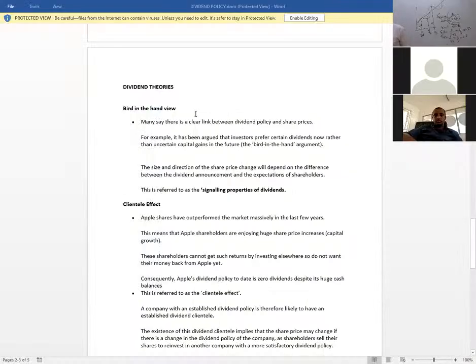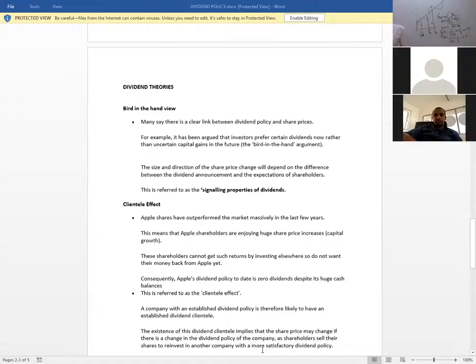Now, ladies and gentlemen, we have what we call the bird in hand theory. For bird in hand type of shareholders, automatically these people would want their dividends today. Many say there is a clear link between dividend policy and the share prices. For example, it has been argued that investors prefer certain dividends now rather than uncertain capital gains in the future, a bird in hand. The size and direction of the share price change will depend on the difference between the dividend announcement and the expectations of the shareholders. This is referred to as the signaling properties of dividends.